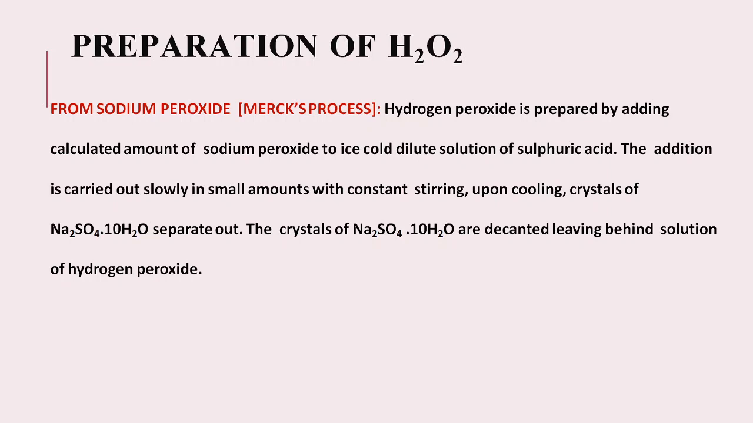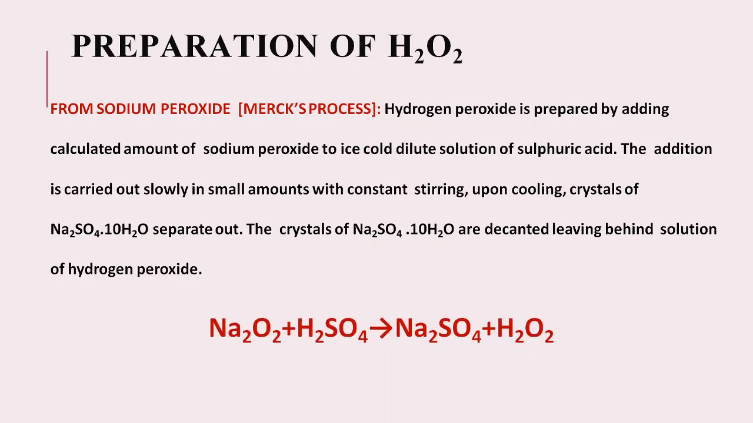as the Merck process, where the setup is given for how to prepare it. Hydrogen peroxide is prepared by adding the calculated amount of sodium peroxide. What is basically said here is that the amount of sodium peroxide required with an amount of sulfuric acid is calculated, and both of them are reacted slowly by stirring the solution.